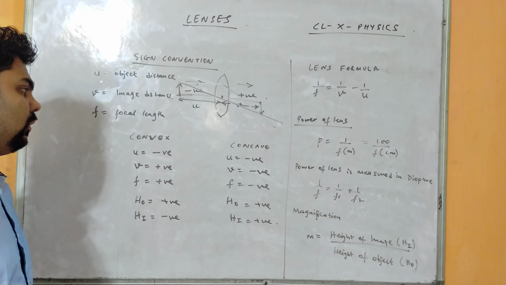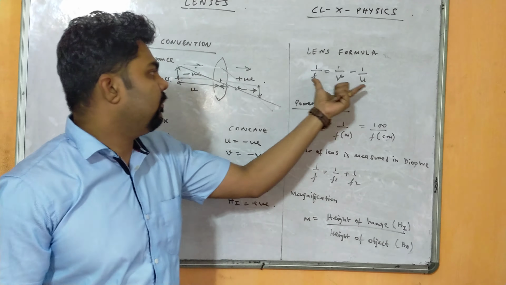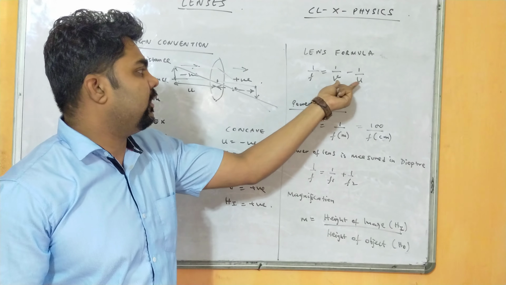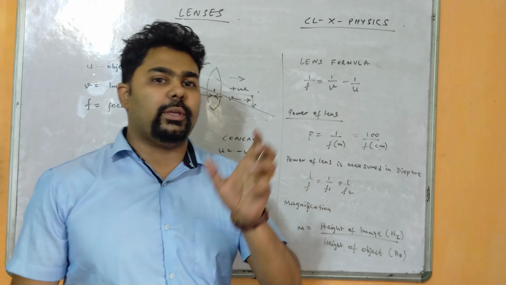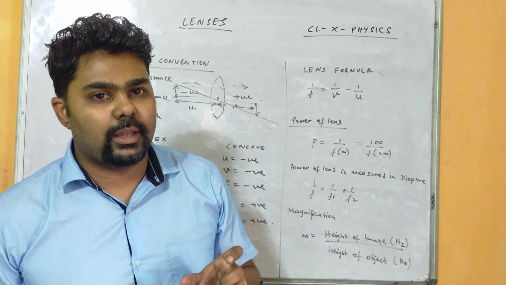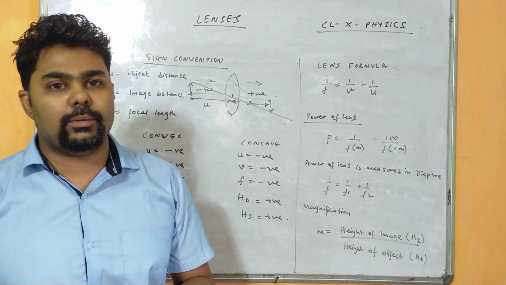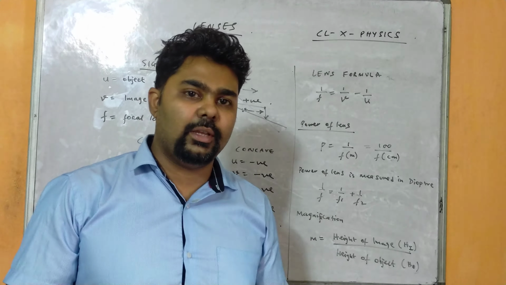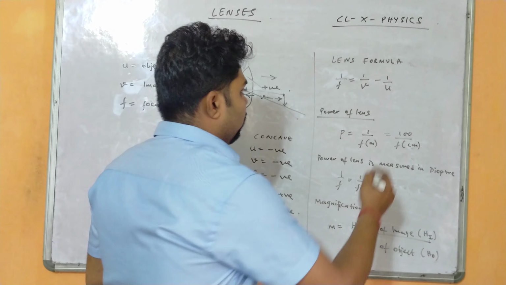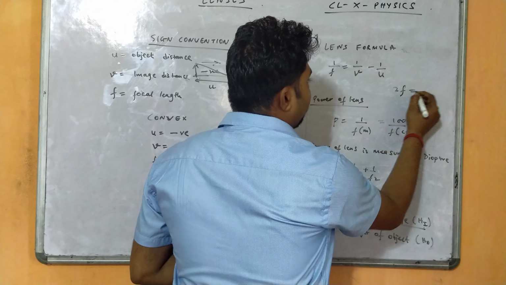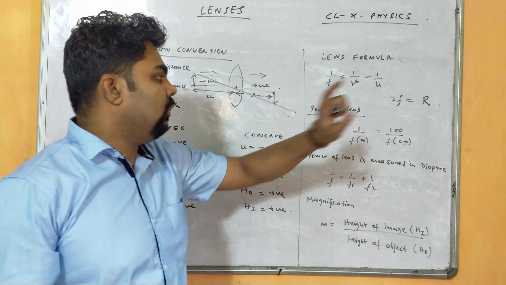So this sign convention will be used in the formula, called the lens formula, that is 1/f = 1/v - 1/u. If we know the object distance and image distance, then we can easily find the focal length, and once we find the focal length, we can find the center of curvature and the radius of curvature of that lens, because twice the focal length is equal to the radius of curvature. So this relation we also know, that is 2f = R, or half of the radius of curvature is equal to the focal length.